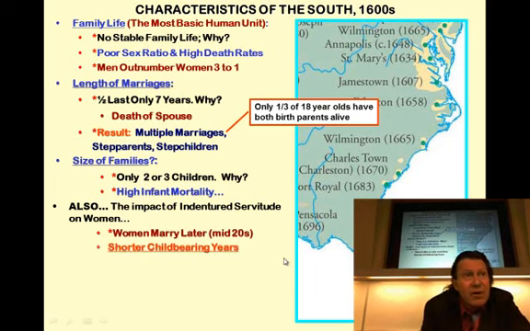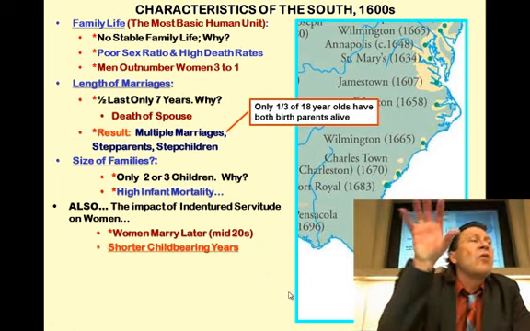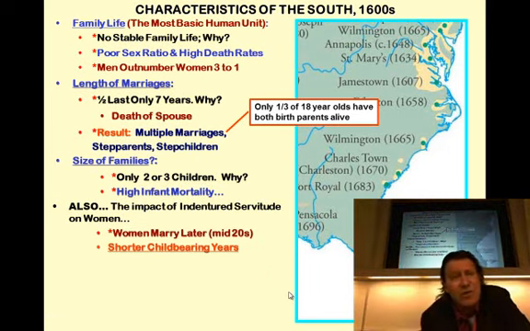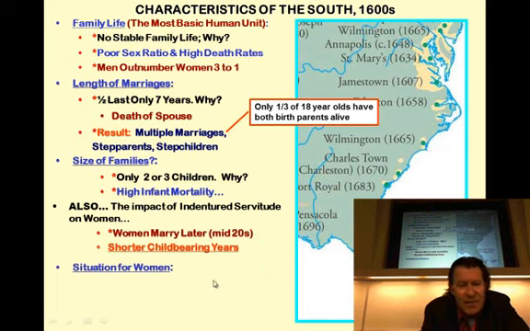Their childbearing years typically were limited by the fact that so many women lost their low 20s to mid 20s to indentured servitude. That's a simple fact. And then here's another category of evaluation, a separate category, kind of like family life.